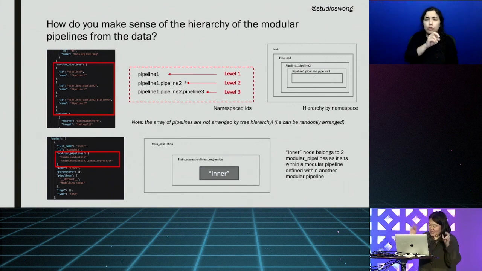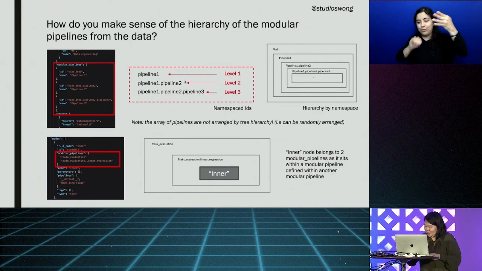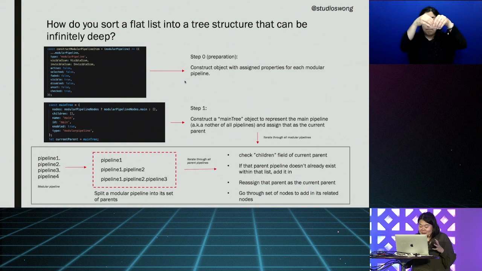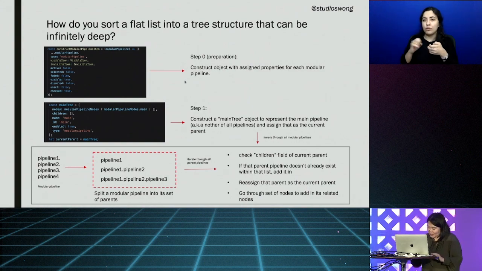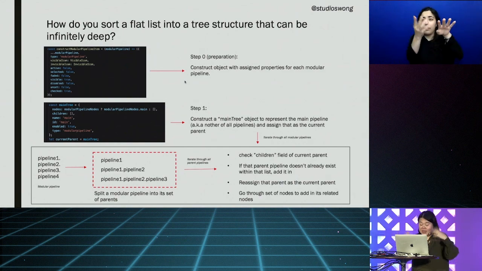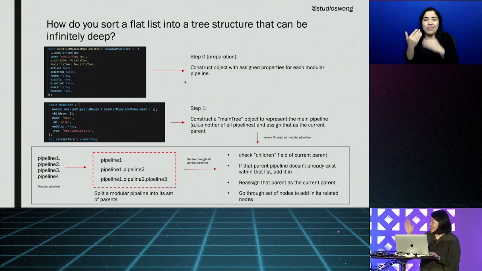Now the modular pipeline field within a node will also list all the modular pipelines that node belongs to. So for example, here you can see this inner node will now belong to both parents because it's nested within the modular pipeline that is the child of another modular pipeline. It's the problem of sorting the elements to construct the modular pipeline tree, which in theory can be infinitely deep. There's no limit as to how much it can be nested. One modular pipeline can have 3 child modular pipelines, another one can have 11, so we cannot limit that.